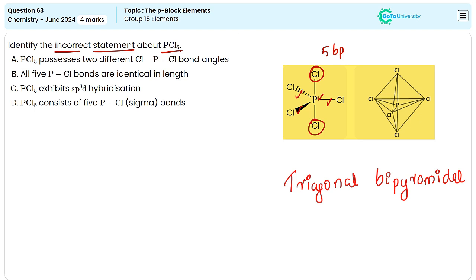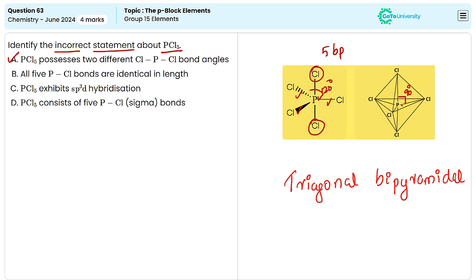In the first statement, it says that PCl5 possesses two different chlorine-phosphorus-chlorine bond angles. This is a correct statement because, as we discussed before, these 3 chlorine atoms are in the equatorial position, so they will form a bond angle of 120 degree. At the same time, the bond angle between one axial and one equatorial chlorine atom is 90 degree because they are perpendicular to each other. So the first statement is the correct one.